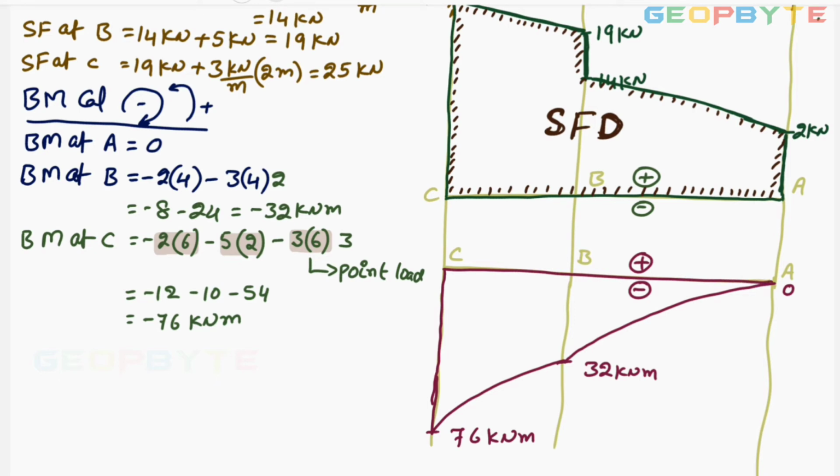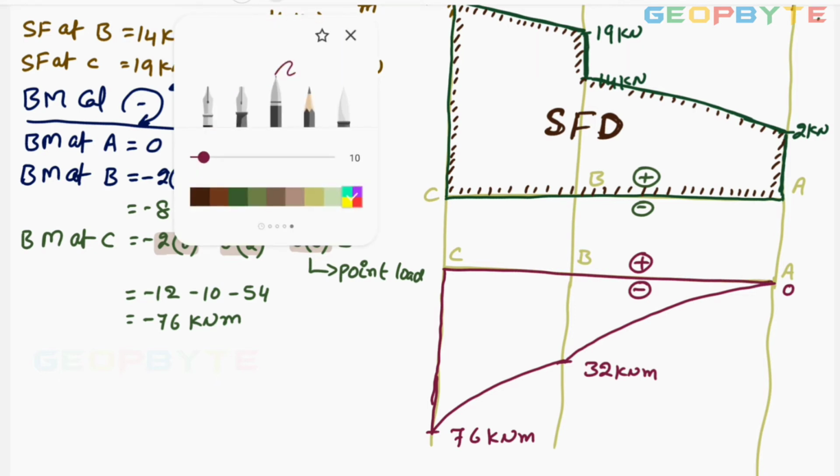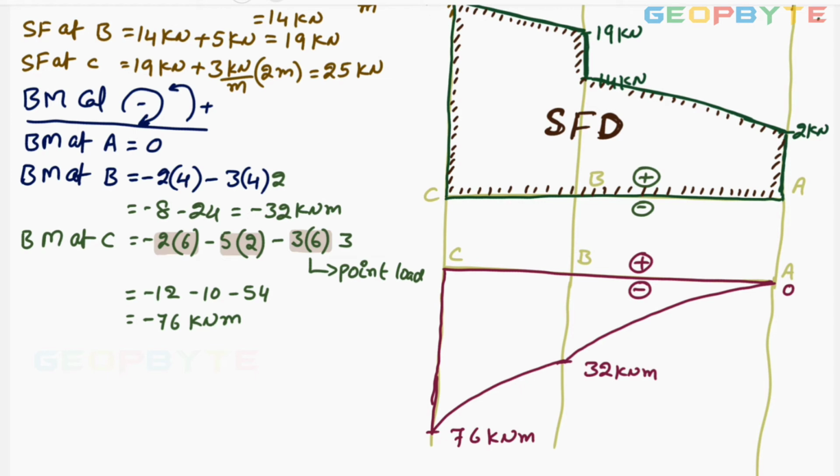Right. So this is how the bending moment diagram can be constructed for the given cantilever beam. Now boundary marking. This is how the boundary can be marked. That is how the boundary can be marked. This is a bending moment diagram.